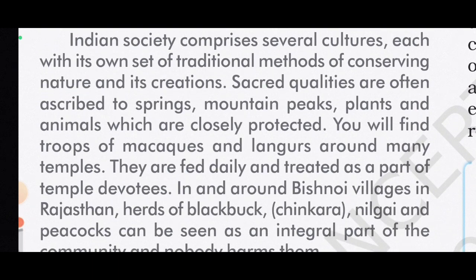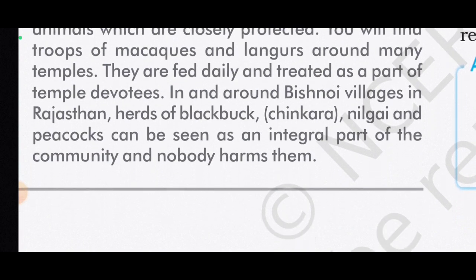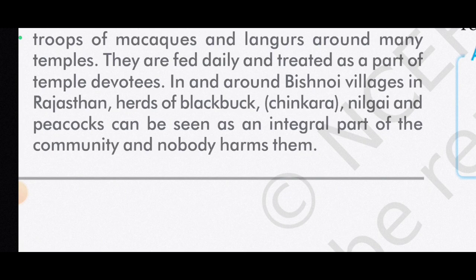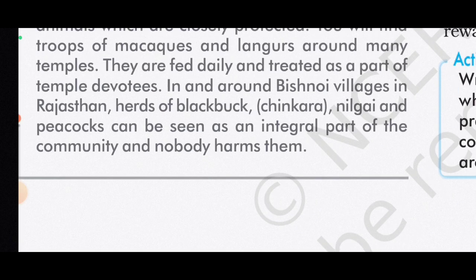Indian society comprises several cultures, each with its own set of traditional methods of conserving nature and its creations. Sacred qualities are often ascribed to springs, mountain peaks, plants and animals which are closely protected. You will find troops of macaques and langurs around many temples. They are fed daily and treated as part of the temple devotees. In and around Bishnoi villages in Rajasthan, herds of blackbuck, nilgai and peacocks can be seen as an integral part of the community and nobody harms them.